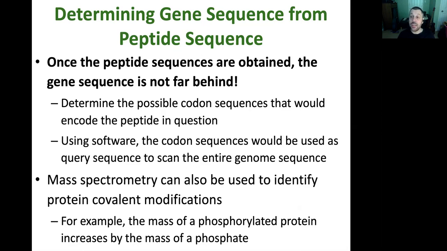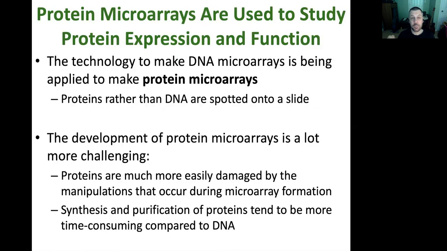Interestingly too, mass spectrometry can tell you whether your protein is phosphorylated, for example, or methylated. And so it gives you some information about potential post-translational modifications as well. Pretty cool.